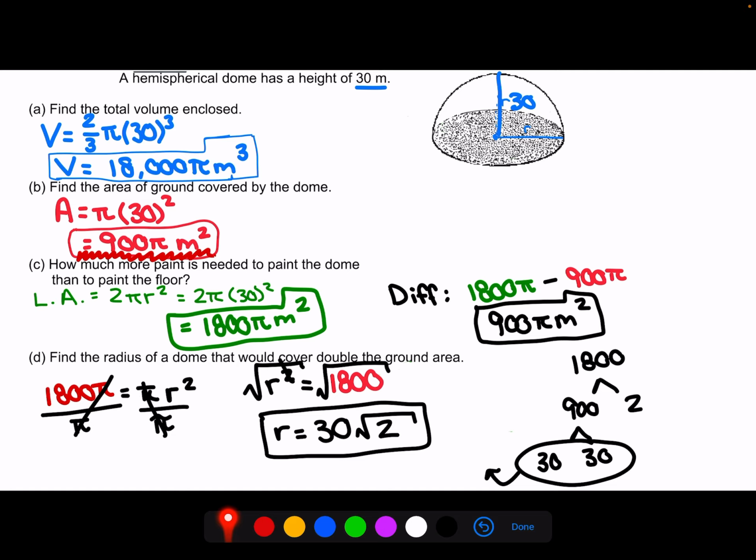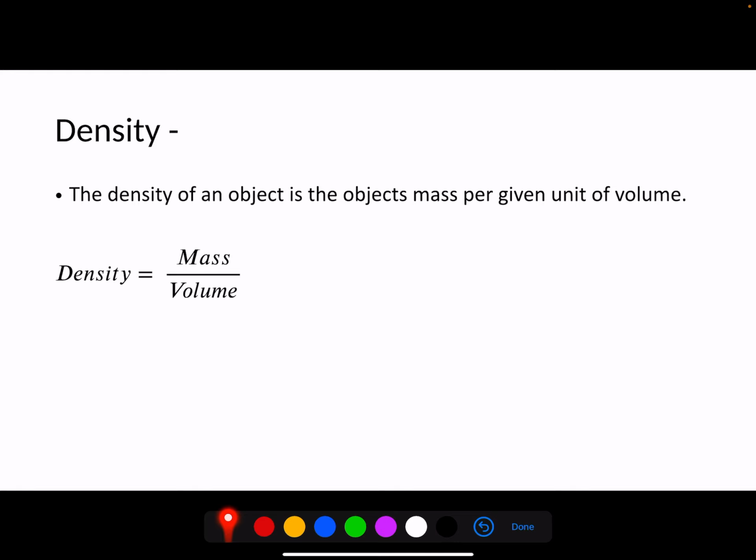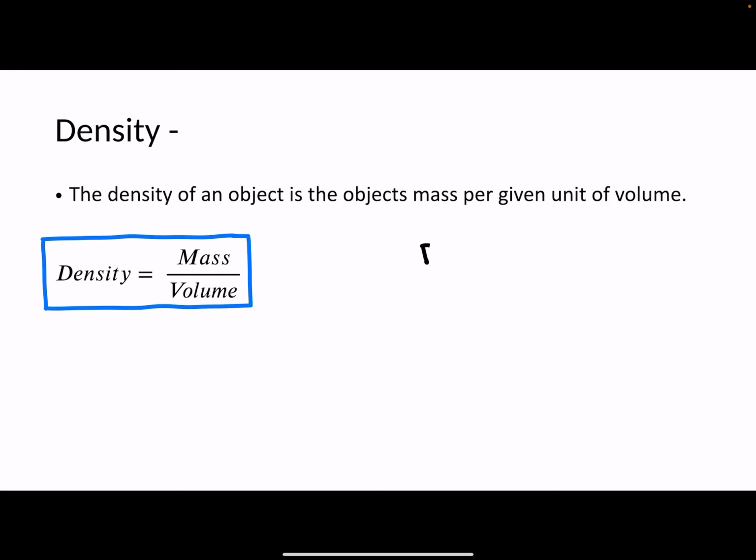All right, next up, let's go ahead and talk a little bit about density. The density of an object is the object's mass per given unit of volume. So density is equal to mass over volume. Now, an easy way to remember this is you can think of it as our school. Mountain Point is over Desert Vista. So that's an easy way for you to remember this.